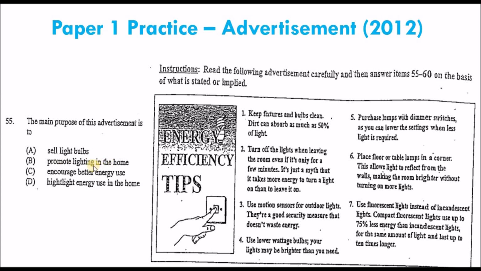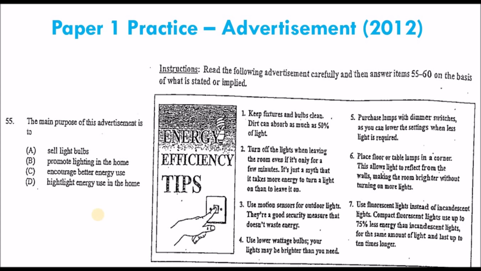Could we cross out B, promote lighting in the home? Is that an efficiency tip? Is that what the advertisement is about? Is it C, better energy use, or is it D, highlight energy use in the home? So we can eliminate A and B, right? Now, let us look at C and D. Looking at the 7 tips that are given, does it encourage better energy use, or is it highlight energy use in the home? What is your answer?